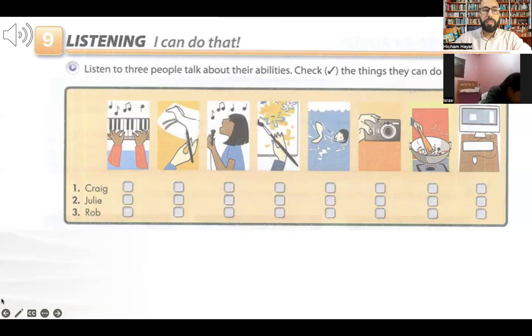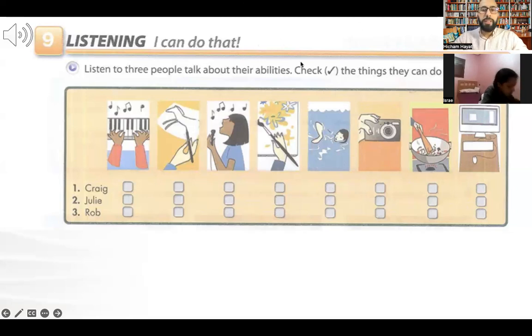Three. All right. Rob. Let's go for Rob. Well, I'm an architect, so I can draw really well. I often do my work on a computer, so I can use computers really well, too. Oh, I can paint, too, but I don't paint for my job. It's just a hobby.